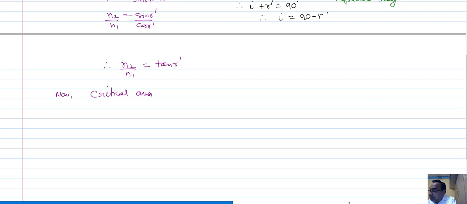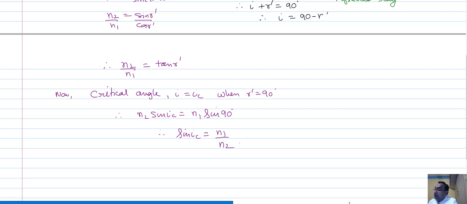Critical angle I equals IC when r dash is 90. So therefore N2 sin of critical angle is equal to N1 sin of 90. Therefore sin of critical angle is N1 by N2. So what we get from equation 1? Sin of critical angle is N2 by N1.